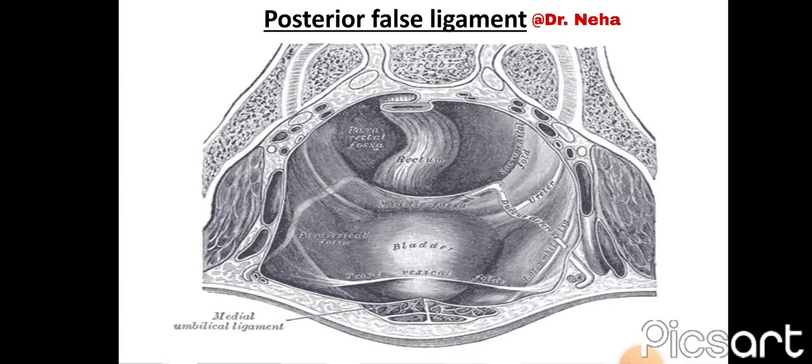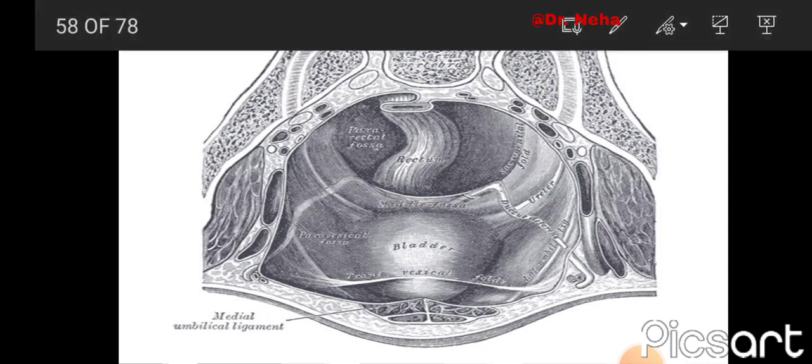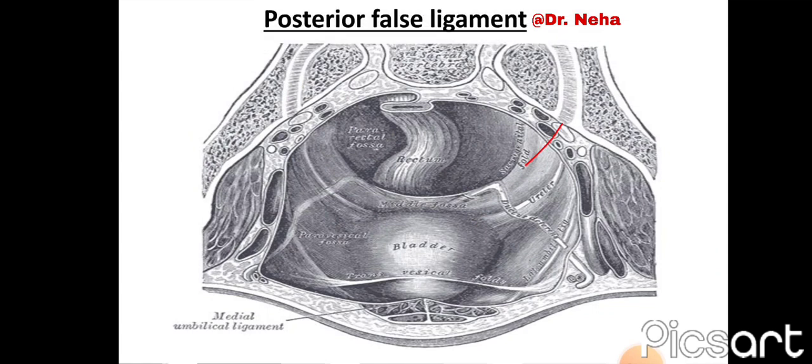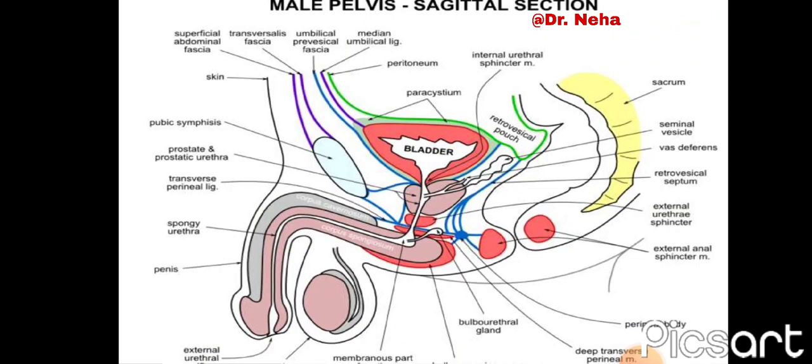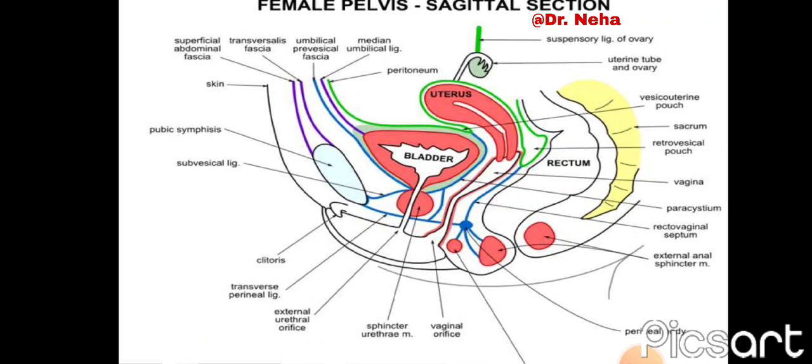In addition to this, we have the posterior false ligaments. So these are the posterior false ligaments behind the bladder. This is the male pelvis, where we can see the sagittal section of the bladder and its relations. This is the female pelvis, where we can see the sagittal section of the bladder and its relations on the anterior and the posterior sides.